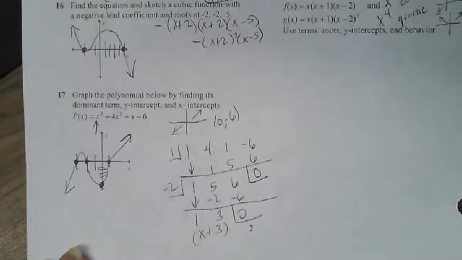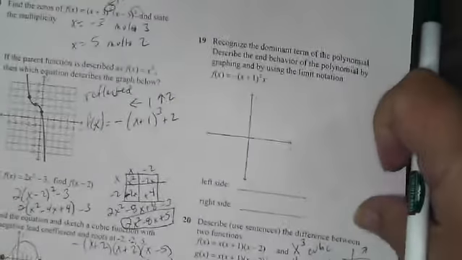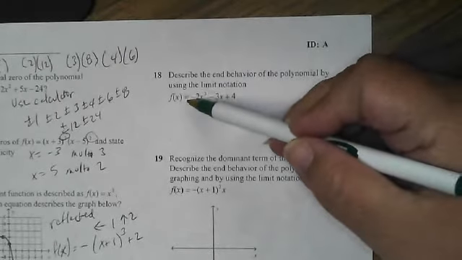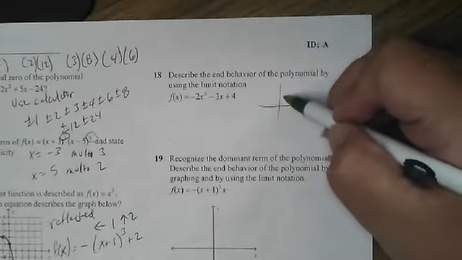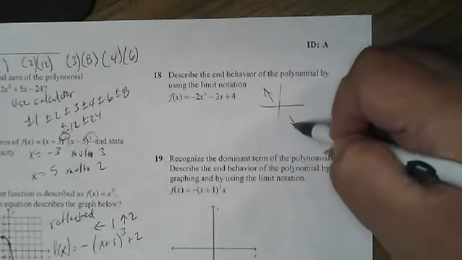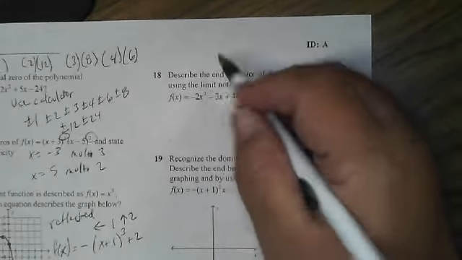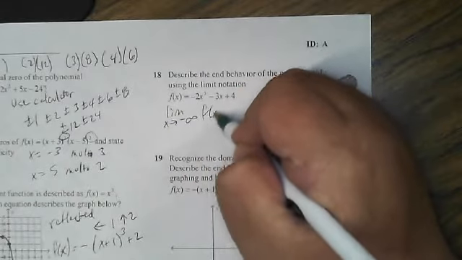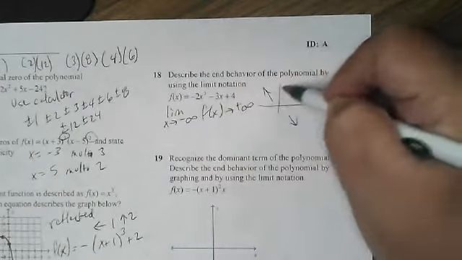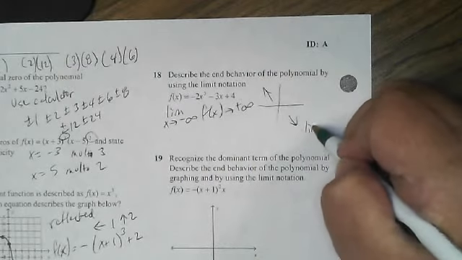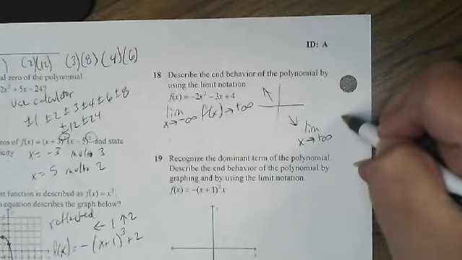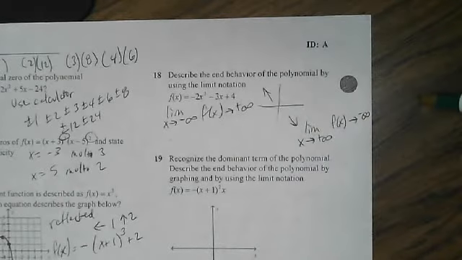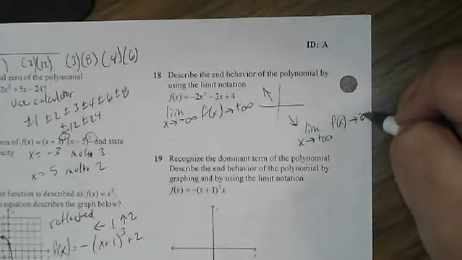Use the calculator. Up at the top of number 18, describe the end behavior of the polynomial. It's an x cubed, but it's negative. So if it's an x cubed and negative, it's going to flip. And they want to put it in limit notation. So the limit as x approaches negative infinity, f of x is positive, right here. And over here, the limit as x approaches positive infinity, f of x is negative. Oh, that's a horrible infinity.